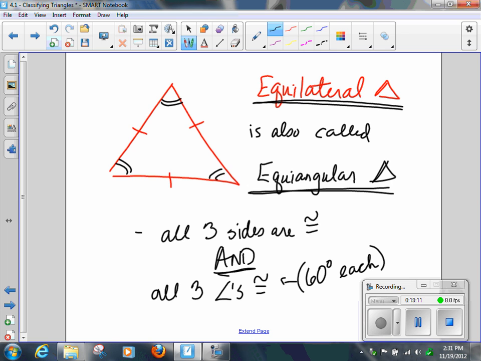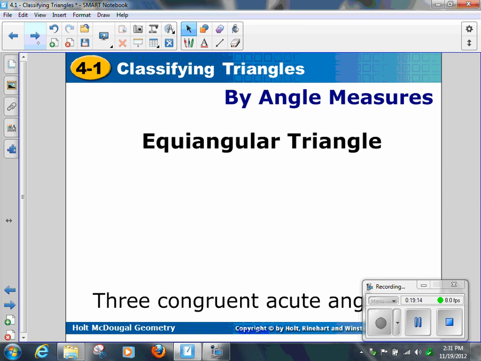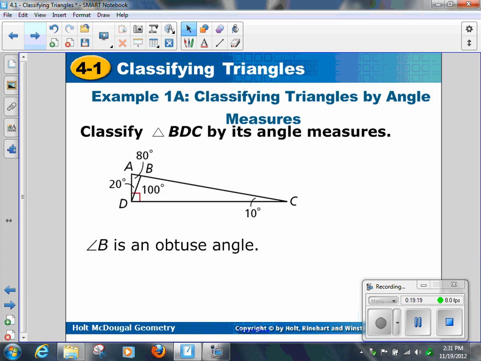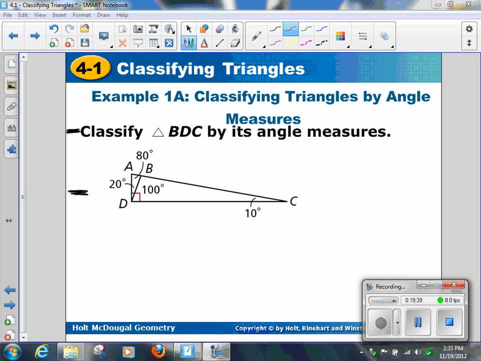Let's look at this triangle. Folks, I want you to draw this. I want you to write the instructions. Draw the picture. BDC. First of all, where is BDC? It's right here. It's not the whole thing. And you got to be real careful about that.